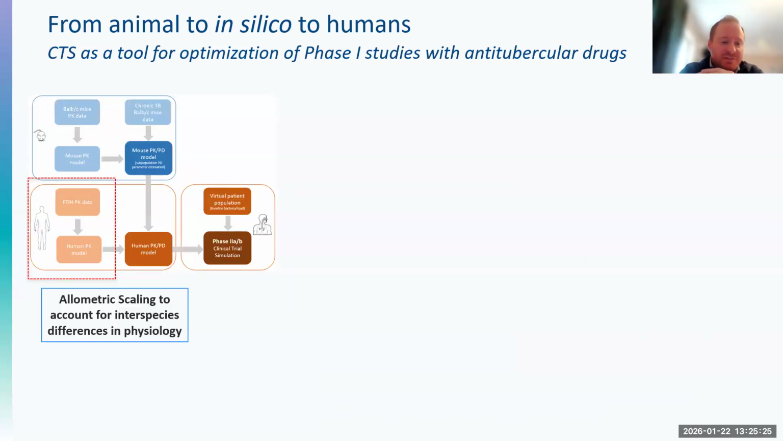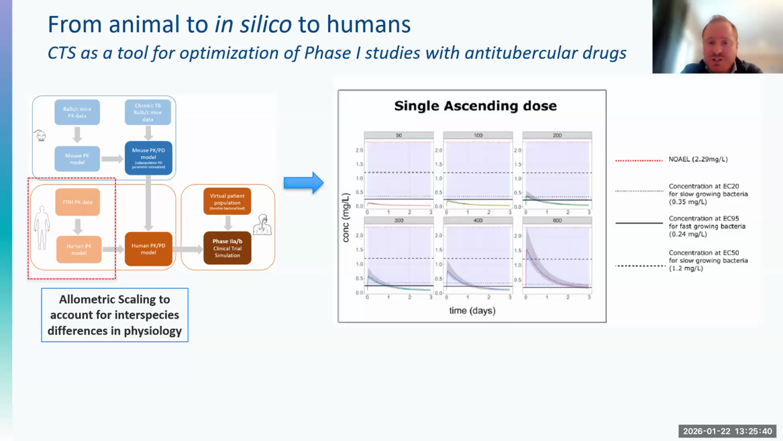Further on, we need to utilize allometric scaling to scale the pharmacokinetics from preclinical species to humans, taking into consideration the interspecies differences in physiology. Based on this, we can simulate PK profiles of the novel compound in humans. In this particular graph, we have the single ascending doses for various dosing scenarios ranging from 50 milligrams up to 800 milligrams, and you can see the concentration versus time PK profiles of TBAJ-587.